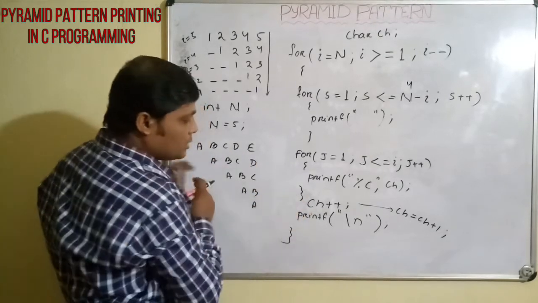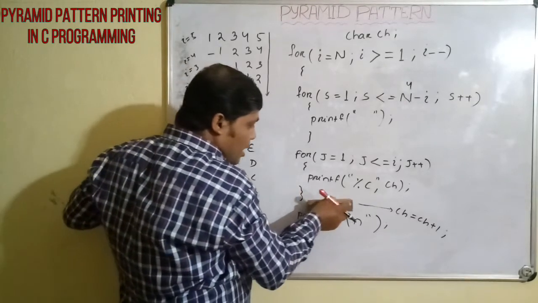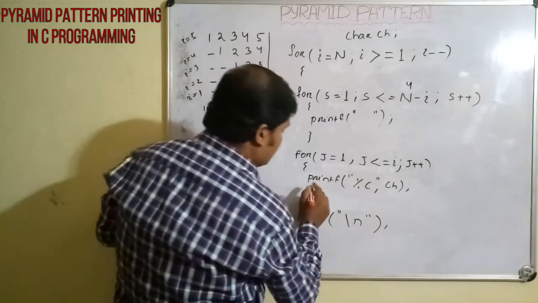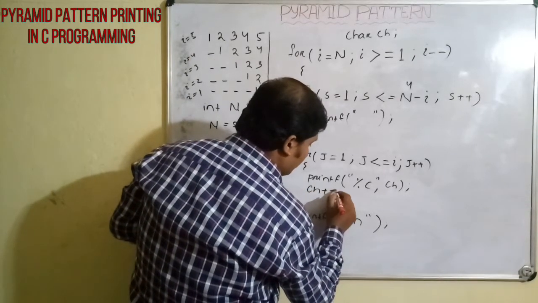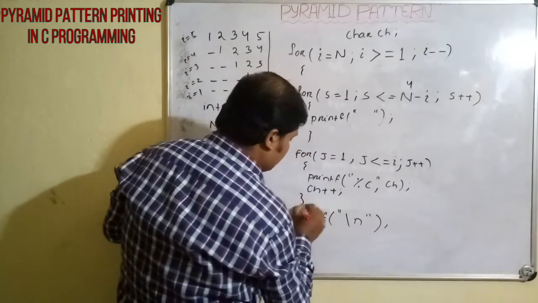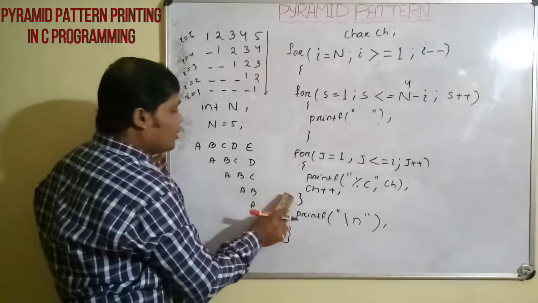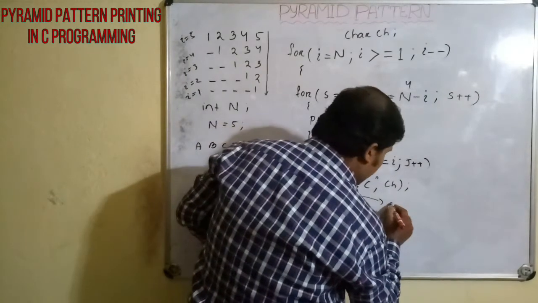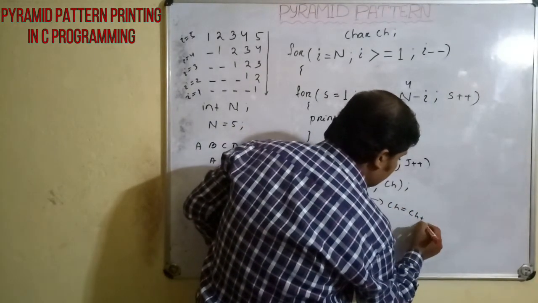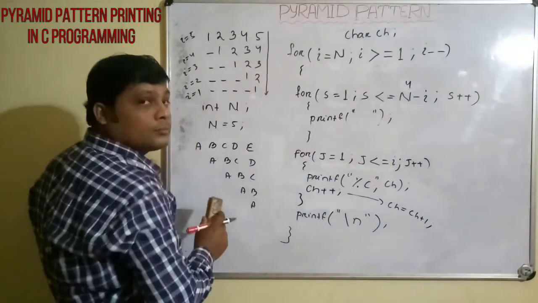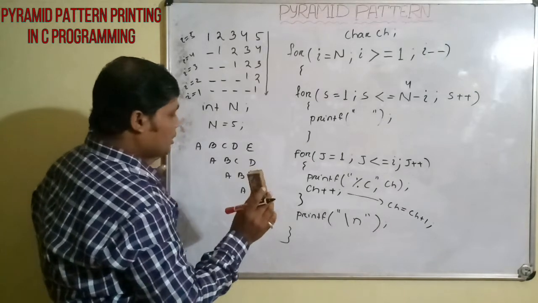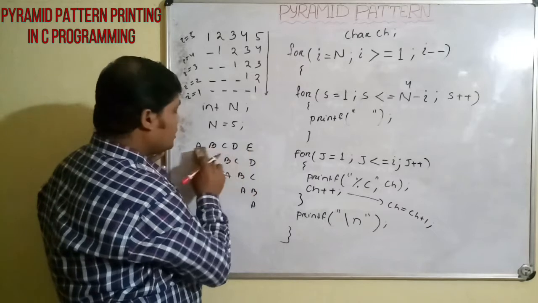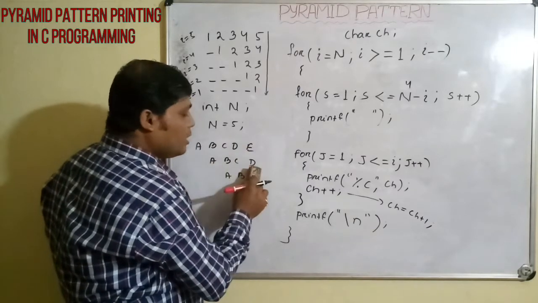So CH plus plus, instead of writing outside the J loop, you have to write inside the what? J loop. Clear? Inside the J loop you have to write what? CH plus plus. Otherwise you can write CH equal to CH plus 1. Clear? Very simple, because CH is modified in the J loop. Clear?